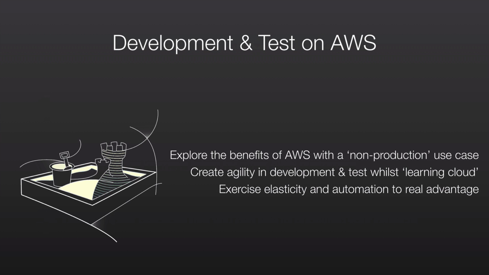The first is that you're exploring the benefits of the AWS cloud with what is quite obviously a non-production use case. So you can familiarize yourself with the benefits of using AWS, the way the tooling, the interfaces, the SDK, the CLIs work. And you can create agility in your development and test projects whilst learning how the AWS cloud works. That's the first sort of area of benefit that customers get out of using AWS for these kind of workloads. And secondly, the elasticity and automation that AWS offers. And actually, these are things that differentiate AWS really. Those provide real advantages in the context of dev and test workloads, and we'll illustrate that to you as we go into a little bit more detail through the session today.